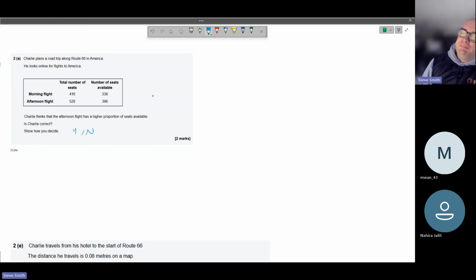When we see numbers like this, with the word proportion, we can quite easily go morning flight. So we've got available seats 338 out of 416. Afternoon flight, same thing again. Available seats 396 out of 528. When I look at those two fractions, we know that's a proportion of that number, and that's a proportion of that number. I don't know which one's bigger by looking at those fractions. I haven't got a clue.